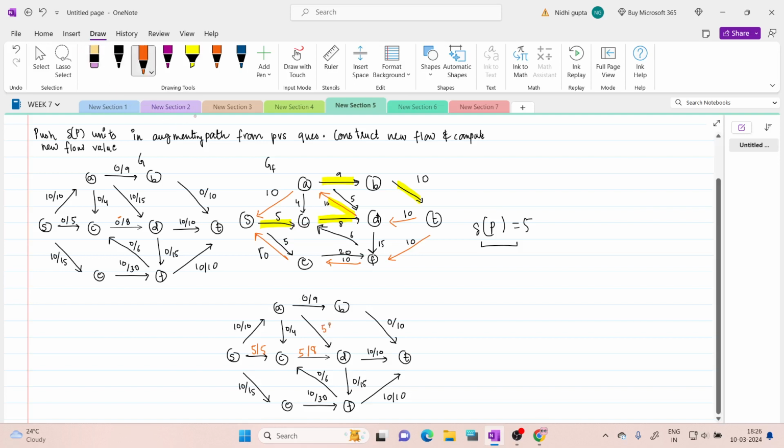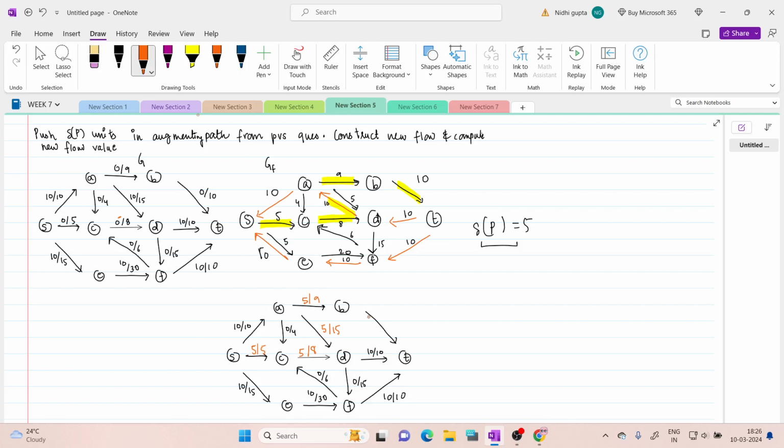Yes, ma'am. So this is the new flow. Okay. And now the next edge is AB. AB is a forward edge. So what will be the new flow for AB? 5 by 9, because originally it is 0 and it is a forward edge. So we add the path capacity, which gives 5 by 9.